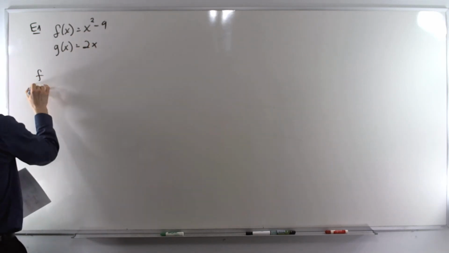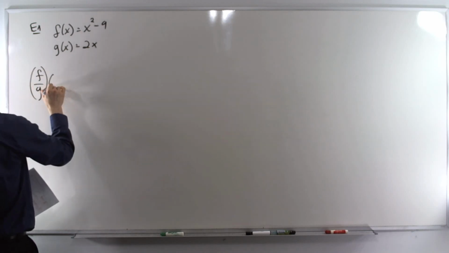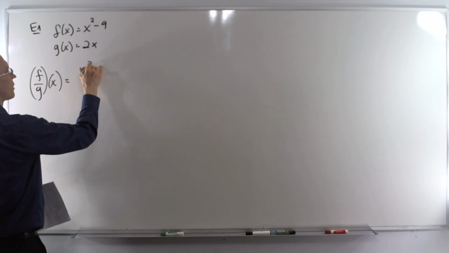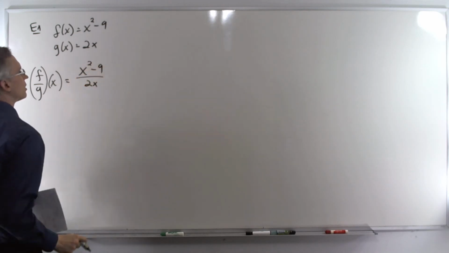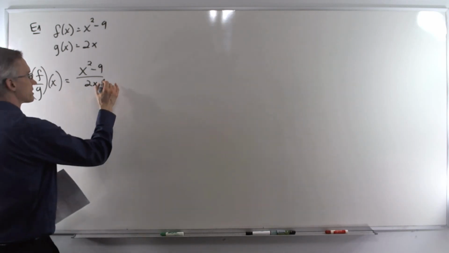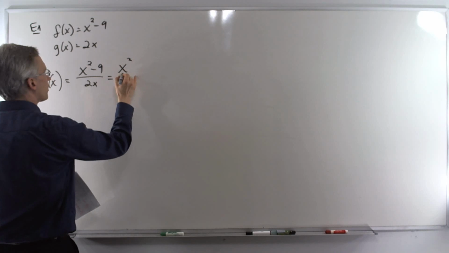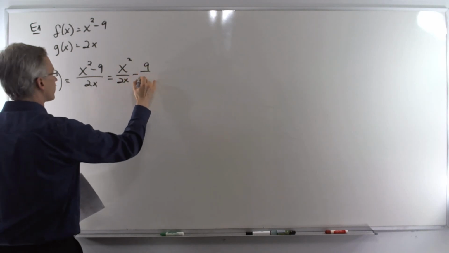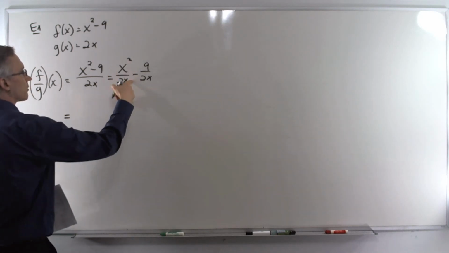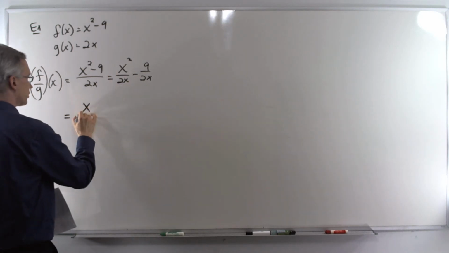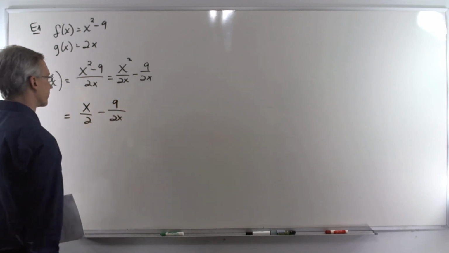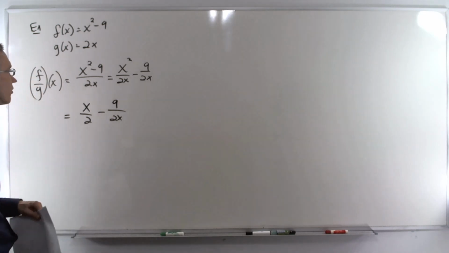Okay, so f over g of x equals, we can divide these two out, so we got x squared minus 9 over 2x. We have a monomial on the bottom, so we do not need to do polynomial division. We'll just split this up into x squared over 2x minus 9 over 2x. And that equals, cancel 1x here, so we get x over 2 minus, and that cannot be simplified, so that stays 9 over 2x.